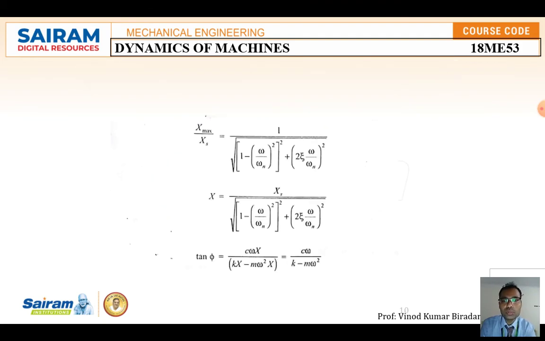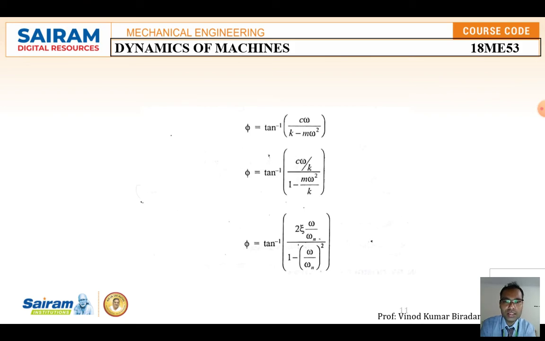Finally you are going to get the phase angle. So phase angle is equal to what? Tan phi is equal to tan inverse of 2 zeta omega by omega n, divided by 1 minus omega by omega n whole square. Okay, so you have to remember this. This is the simplification I wrote because of this.